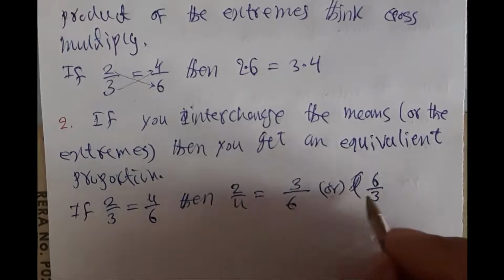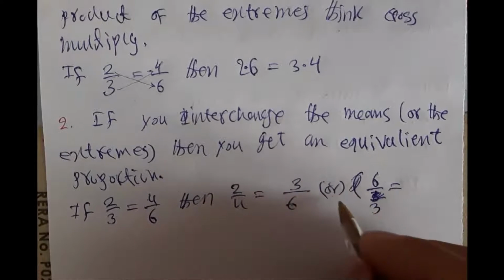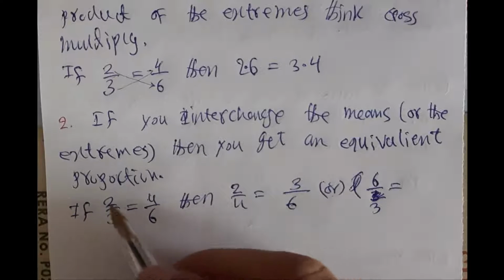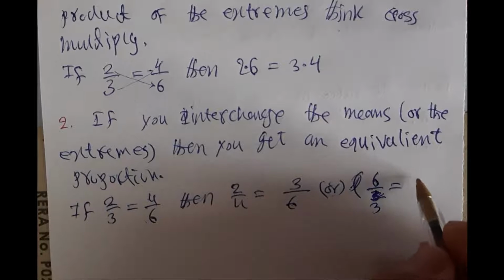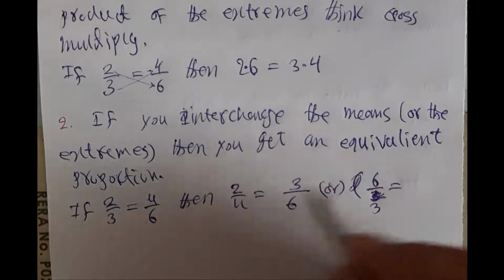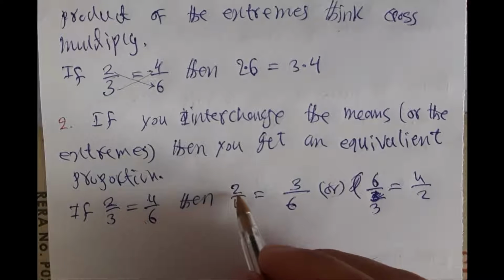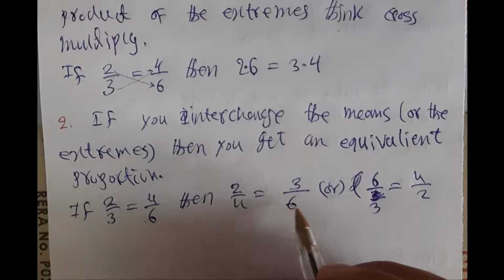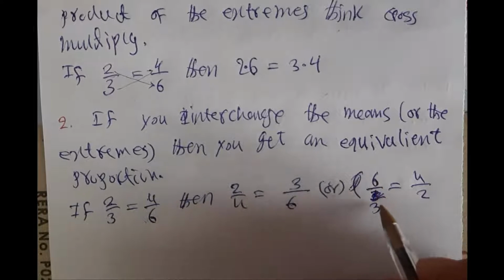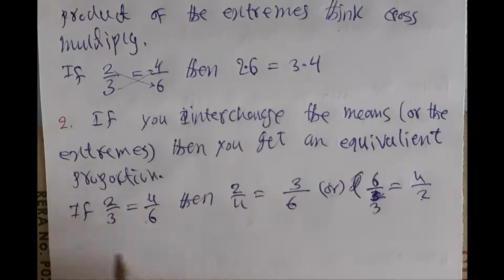We change the places of these two. 6 by 3 is equal to 4 by 2. Here 2 by 4 is half, 3 by 6 is also half. 6 divided by 3 is 2. 4 divided by 2 is also 2.